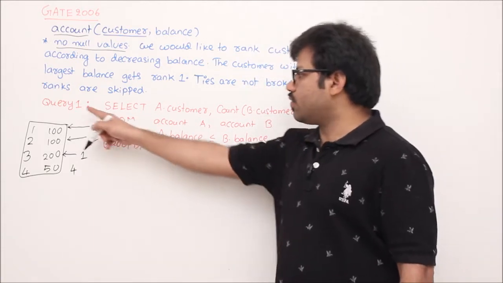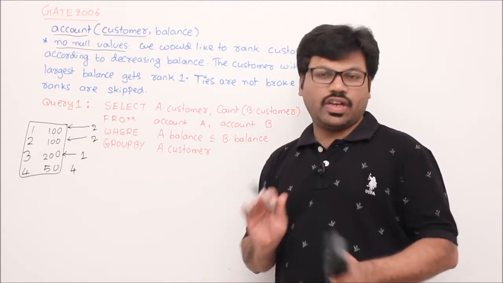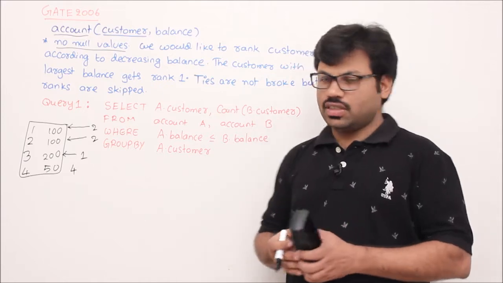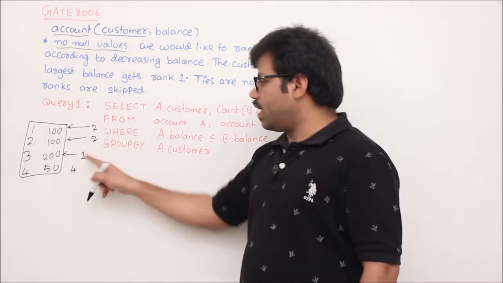There are two queries. This is query 1. First I explain query number 1, whether it is correct or not. After that we'll see query number 2, and after that we'll see the multiple choices. Let's see query number 1. What is our requirement? We should get this kind of ranks, right?